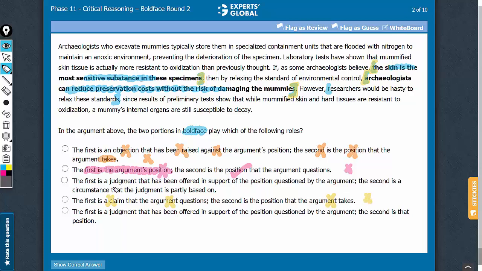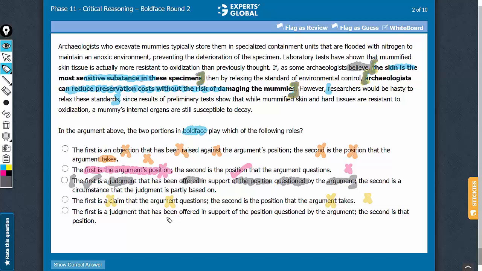Look at answer choice C here. This part is absolutely correct. Yes, the first boldface is a judgment. You see here, it's about some archaeologists believing something, and therefore this is a judgment. And yes, this judgment has been offered in support of the position that the argument questions, which is quite the case here. The first boldface here is leading to the second boldface, and the argument is questioning the second boldface here, and therefore this first half here is absolutely correct.